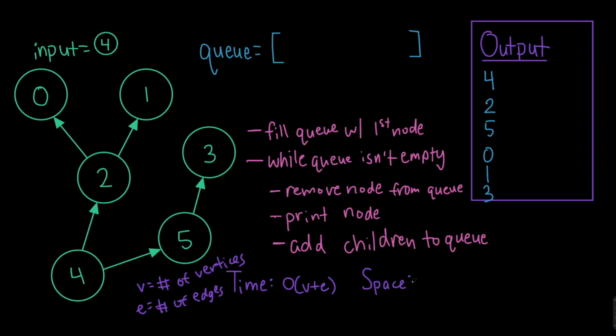The space complexity is going to be O of V because in the worst case scenario, we have a graph where there is a single node in the center and everything is connected to it. And in that case, we'll have all of the nodes except for 1 in our queue. So that's O of V minus 1, which is just O of V space. Okay, that's it for the approach. Now we're going to go ahead and jump into the code to see how we can implement this.